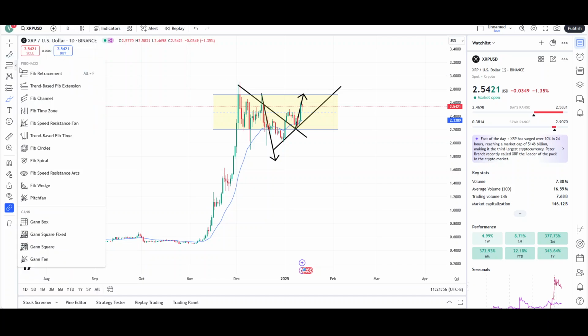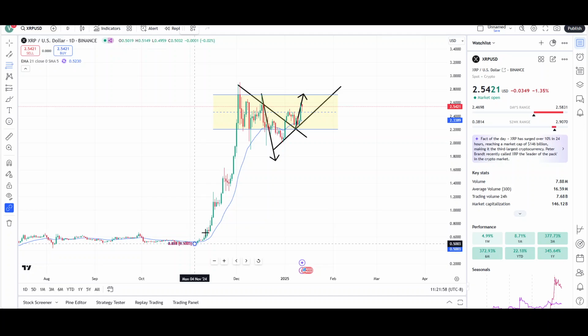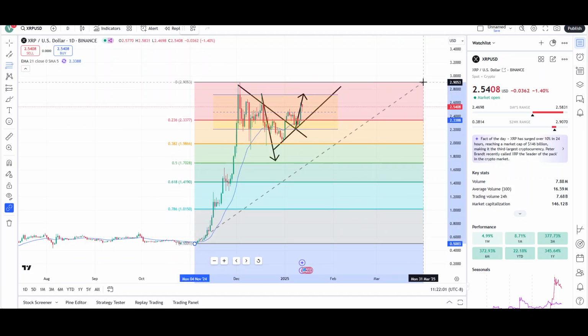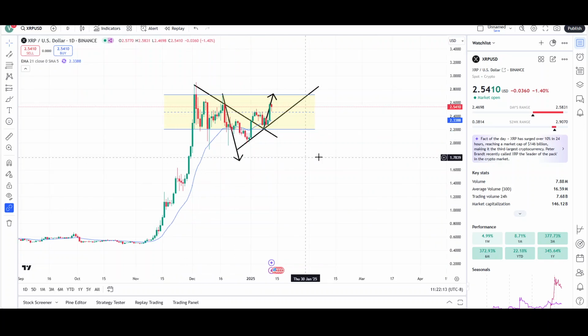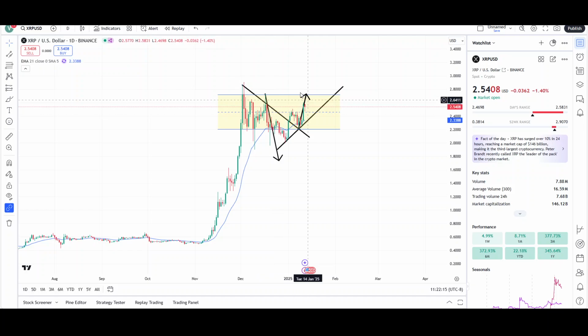I believe it's right over here. We can do a fib retracement from the low to the high. Price has only retraced 0.382. So that means it's a pretty strong trend if the pullback is not as big relative to the move up higher. So again, this is looking more bullish than bearish.